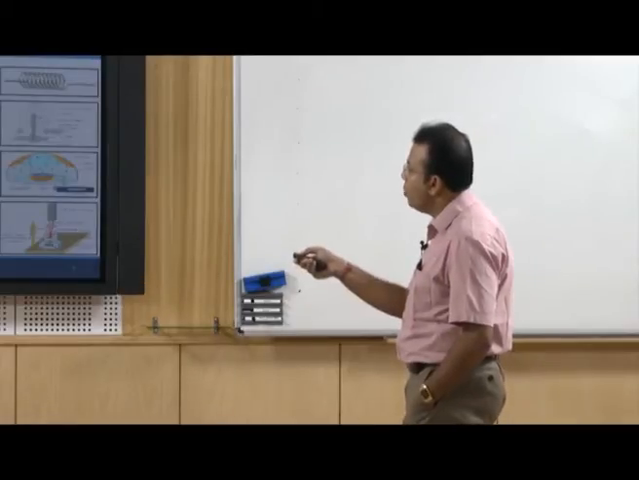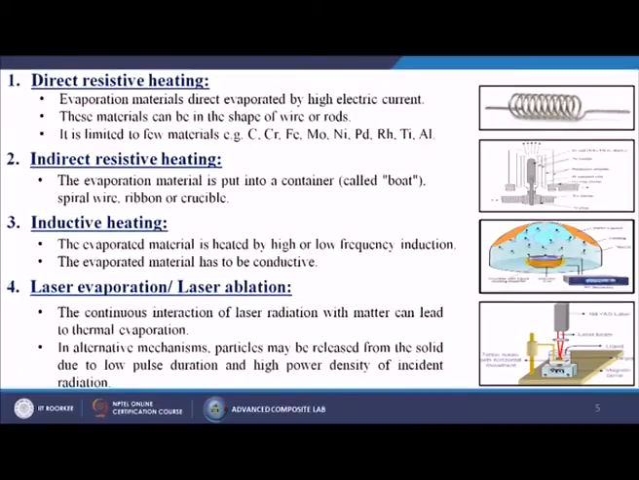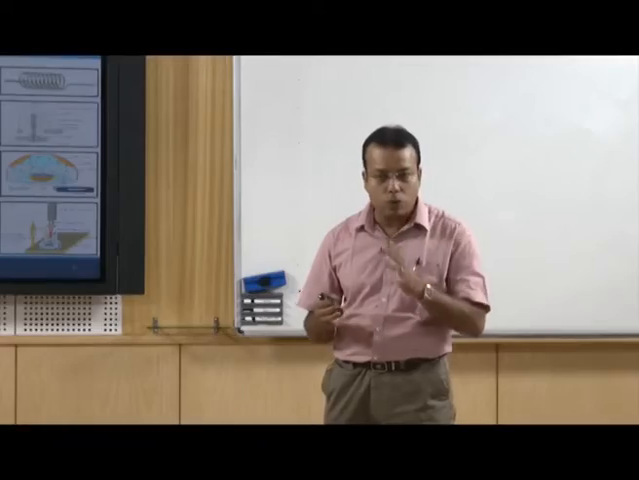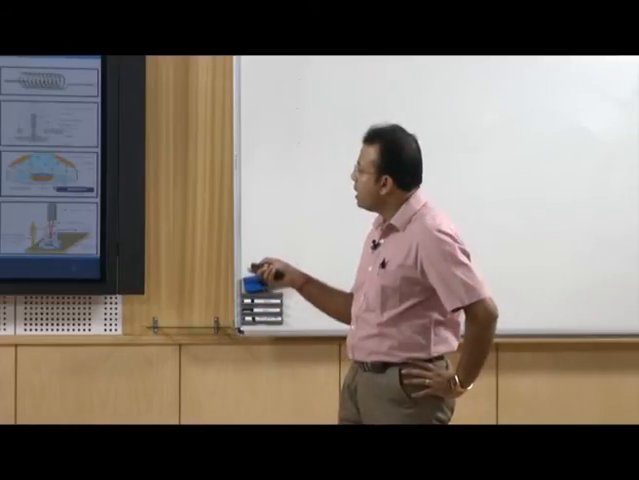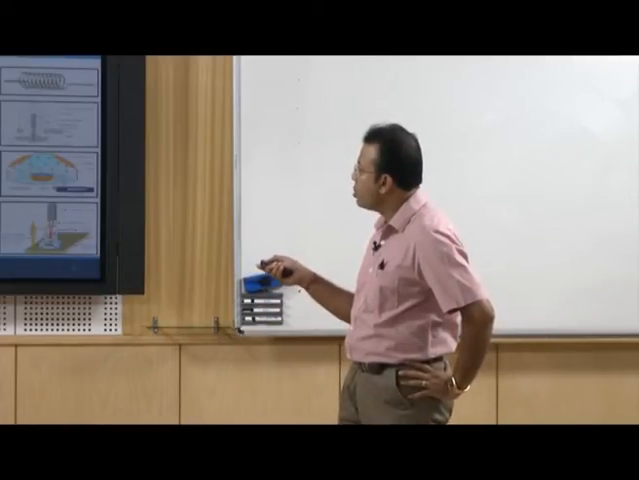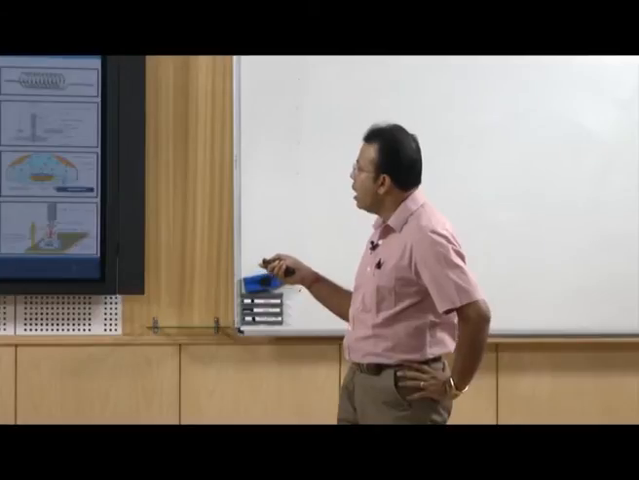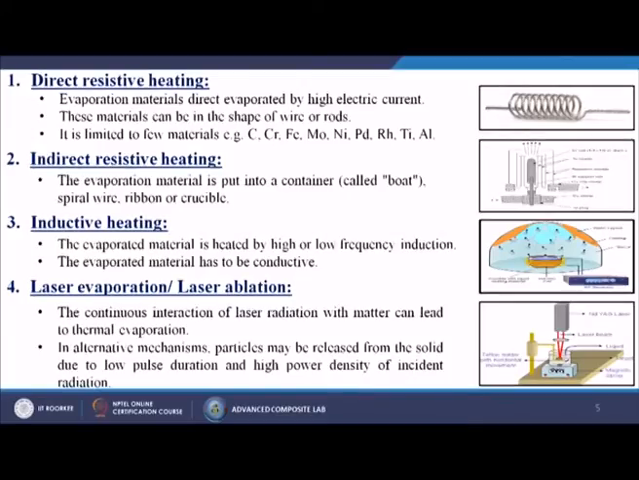From this particular figure we can understand that we are giving direct heat onto the source material itself. So, evaporation materials are directly evaporated by a high electric current. We are giving a high electric current, it is a coil, onto the source material, by which it comes into the vapor form. These materials can be in the shape of wire or rods. It is limited to few materials like carbon, chromium, iron, molybdenum, nickel, palladium, ruthenium, titanium, aluminum, etc.